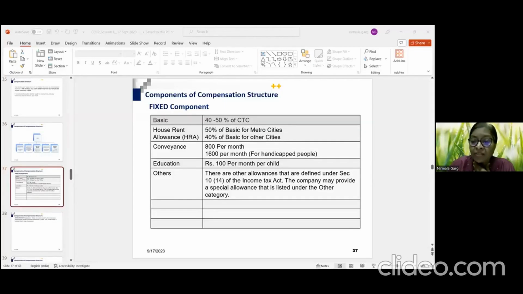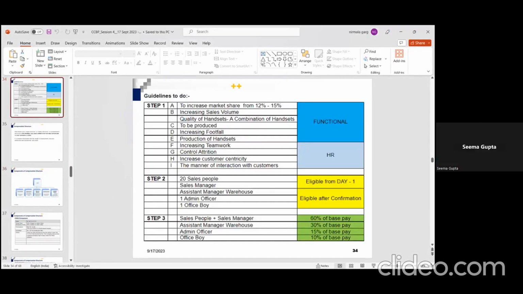So let me quickly do a recap. What are the important two or three points you learned from designing a payout plan, a performance plan? The intent has to be very clear, both the functional intent and the HR intent. Then the eligibility for whom you're designing has to be clear, and what percentage of the base and the incentive you're going to put in.